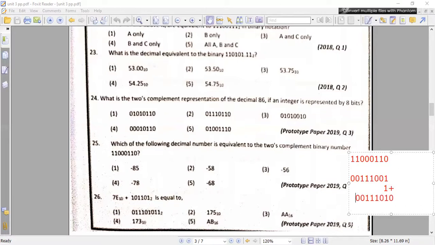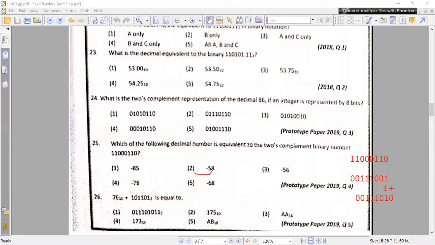Right? Then you have to convert it to decimal. Now here, when this binary value 111010 is converted, you are getting 58. But this 58 is a negative value, because we have decided from the question that it's a negative value. So this is the answer.